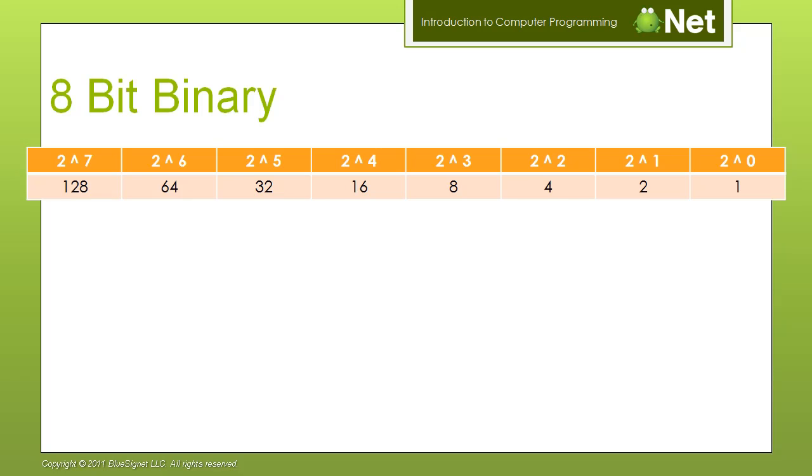Thus, it's a base 2 numbering system. So we go 2 to the power of 0, which is 1, 2 to the power of 1, which is 2, and all the way up until we get to 2 to the power of 7, which is 128. So these are the individual values that we can have in 8-bit binary. The addition of all these values equals the maximum number that we can store with an 8-bit binary number.